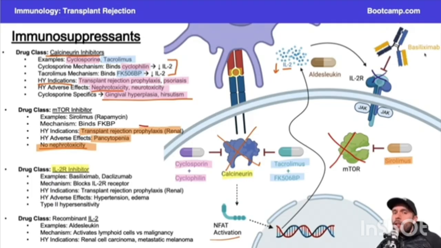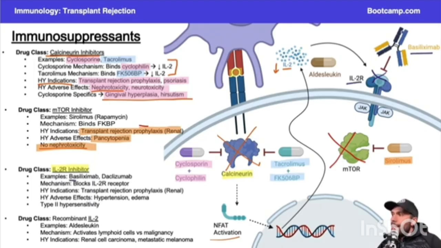If you remember in type 2 hypersensitivity reactions, we have cytotoxicity when we bind antibodies, right? When we talk about diseases like autoimmune hemolytic anemia, for example. But when you think about diseases like myasthenia gravis, where you have anti-acetylcholine antibodies, for example, that bind to the acetylcholine receptor and essentially block it, that's a receptor binding, type 2 hypersensitivity. That's what this antibody is doing. This basiliximab is binding to the interleukin-2 receptor, and it's blocking interleukin-2 from binding to it.